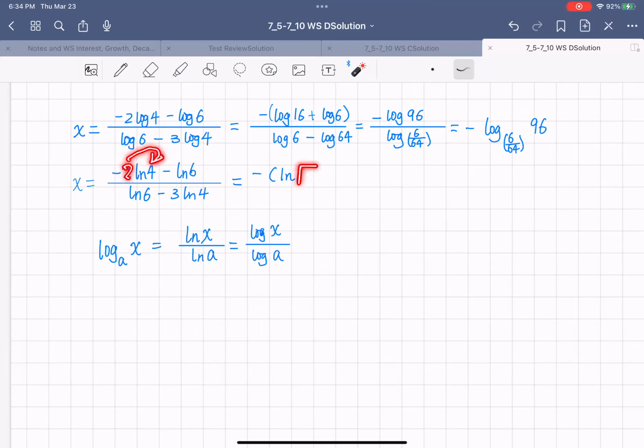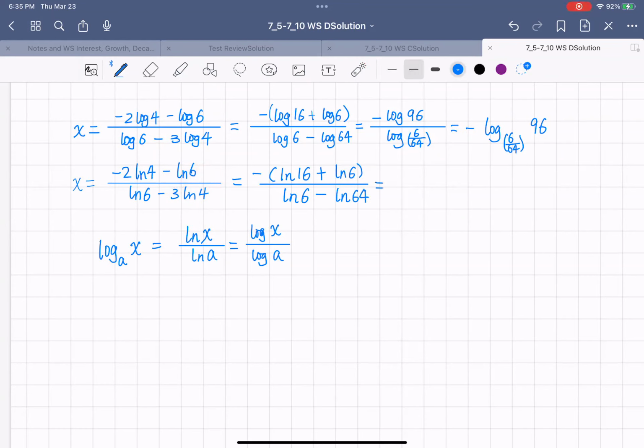So what do you have here? Is it 16? Yes, 4 squared is 16. You put the negative outside, so you will have plus ln of 6. So far, so good? Yeah. And then you will have the bottom, ln of 6 minus. You want to put this one over here. This becomes what? 3, put it in front. This becomes 4 cubed, right? Mm-hmm. So this becomes 64.